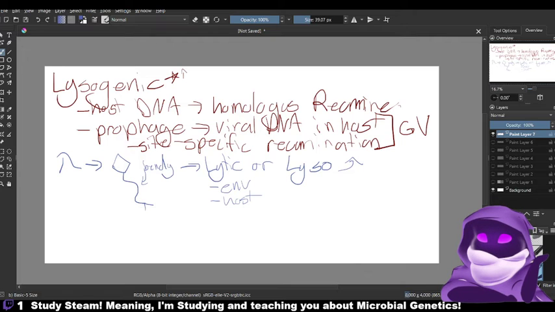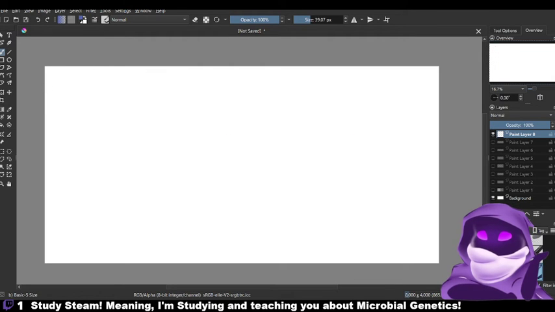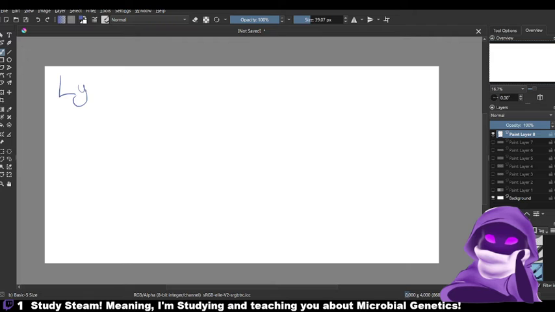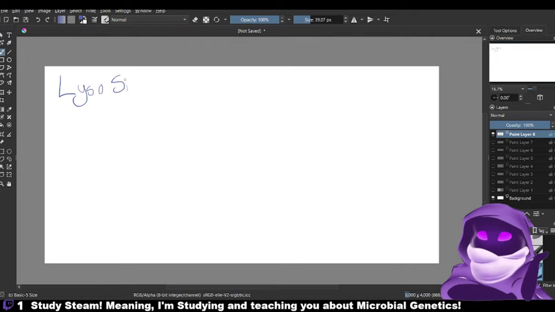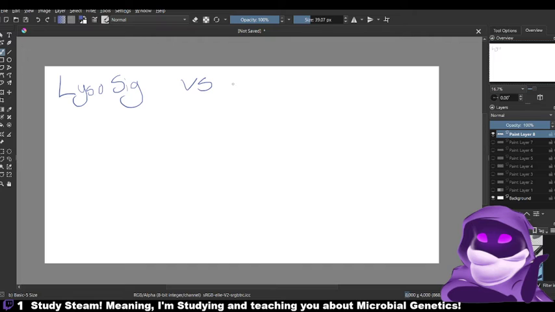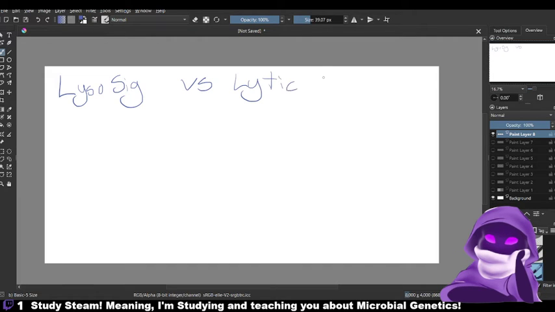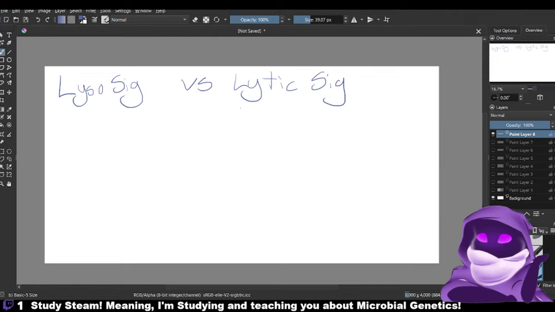And this is going to be based on a set of lysogenic versus lytic signals. So I'm going to stay in blue because we're still talking about Lambda. Lyso signal versus lytic signal. So the lytic signal is going to be a protein called CRO. CRO concentration versus CI concentration. It's CI. So the concentration of CRO versus CI is really the bottom line of the lysogenic versus lytic decision.